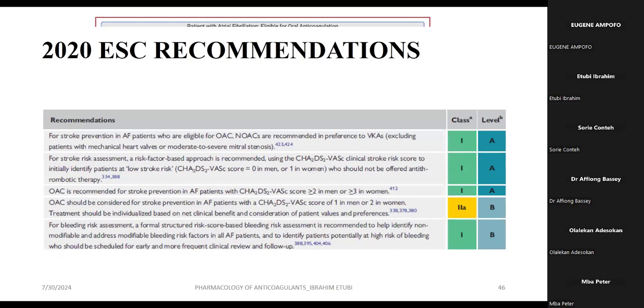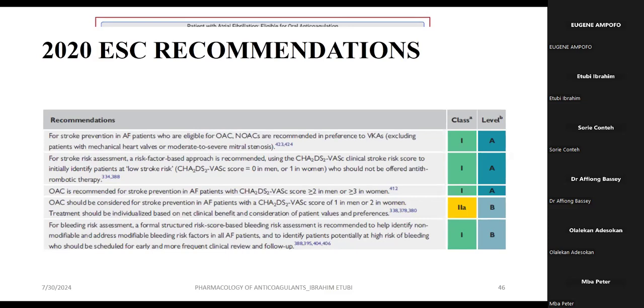And then for stroke risk assessment, a risk factor-based approach is recommended using the CHA2DS2-VASc clinical score to initially identify patients as high or low risk. Okay, those who are low risk should not be offered antithrombotic therapy. It's class 1A. And then oral anticoagulants are recommended for stroke prevention in AF patients with CHA2DS2-VASc score of 2 or more in men and 3 or more in women. And they should be considered for stroke prevention in AF patients with a CHA2DS2-VASc score of 1 in men and 2 in women. The important thing is that treatment should be individualized based on net clinical benefit and consideration of patient values and preferences. This is 2A, level of evidence B.